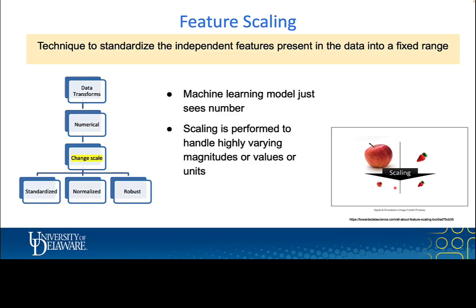Models such as linear or logistic regression are typically sensitive to the magnitude or scale of features. On the other hand, tree-based methods can still work without feature scaling. Feature scaling offers techniques to standardize the independent features present in the data into a fixed range.